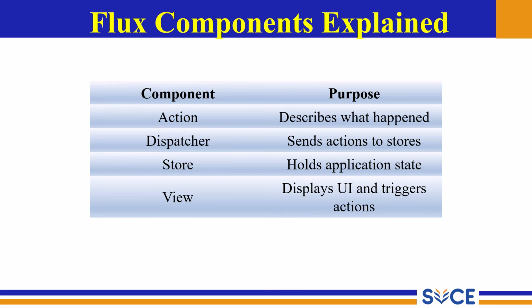Flux components explained. Let's summarize the responsibility of each component. Action describes what happened. Dispatcher distributes the actions. Store processes actions and stores data. View displays updated information. An easy way to remember is: action creates, dispatcher distributes, store updates, view displays. This sequence never changes.